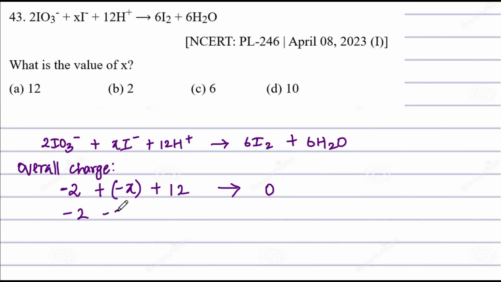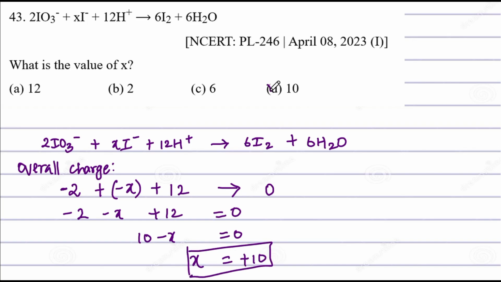So minus 2 minus X plus 12 is equal to 0. So 10 minus X equal to 0. Let us take X to the other side. So X will be equal to plus 10. So the value of X is 10.